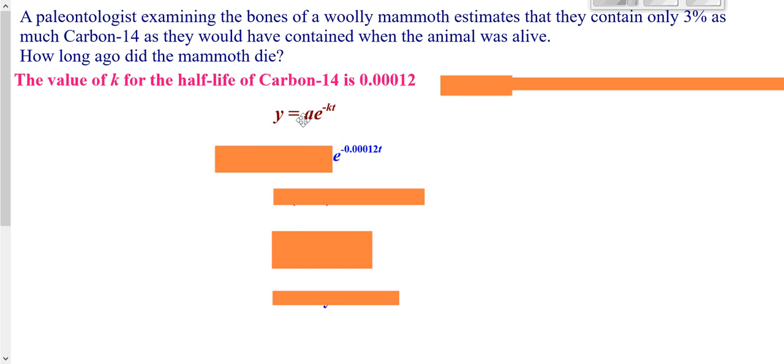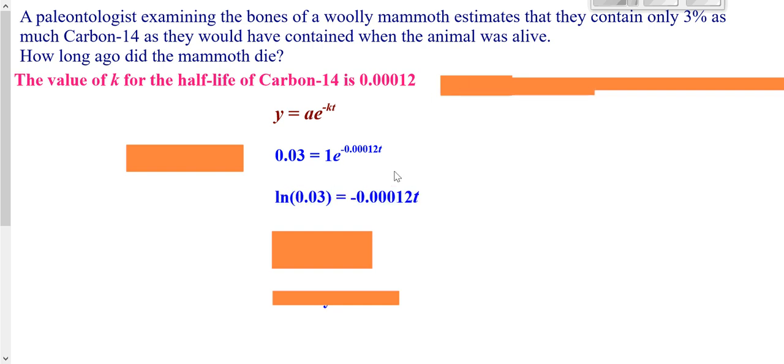The question is, what are we starting out with? Well, the woolly mammoth started out, when it was alive right before it died, with 100% of the carbon-14. 100% as a decimal is 1. And it only has 3% now, so we change 3% into a decimal. Multiplying by that 1 doesn't change it. Then we can go ahead and get t by itself by taking the natural log of both sides.